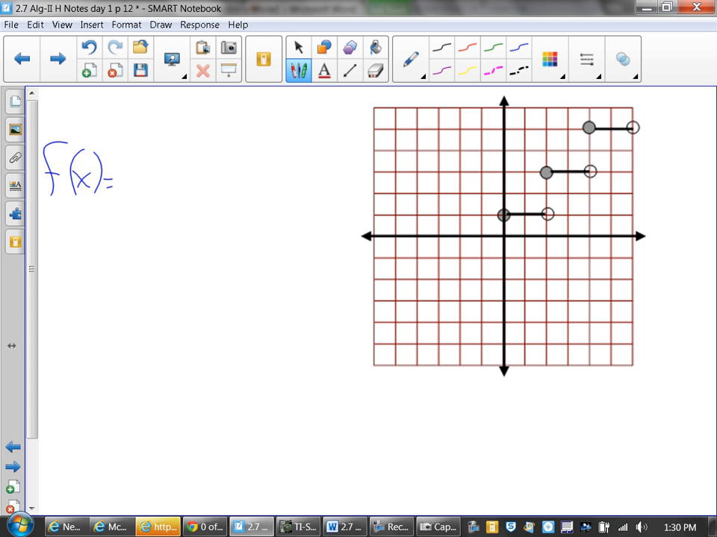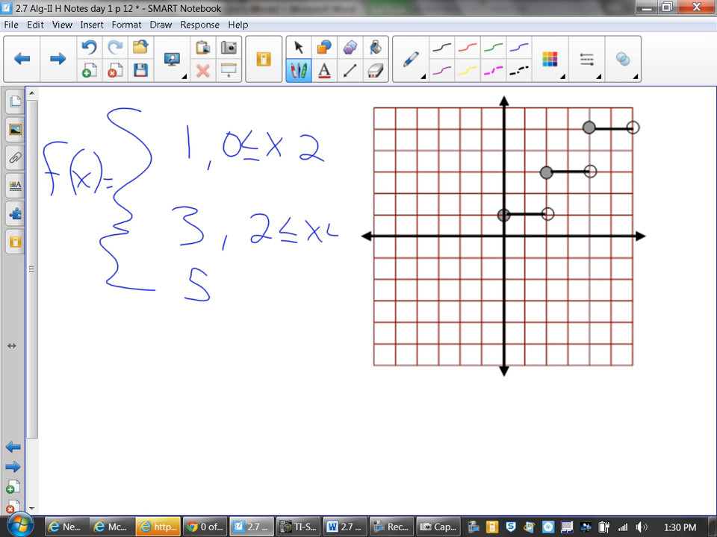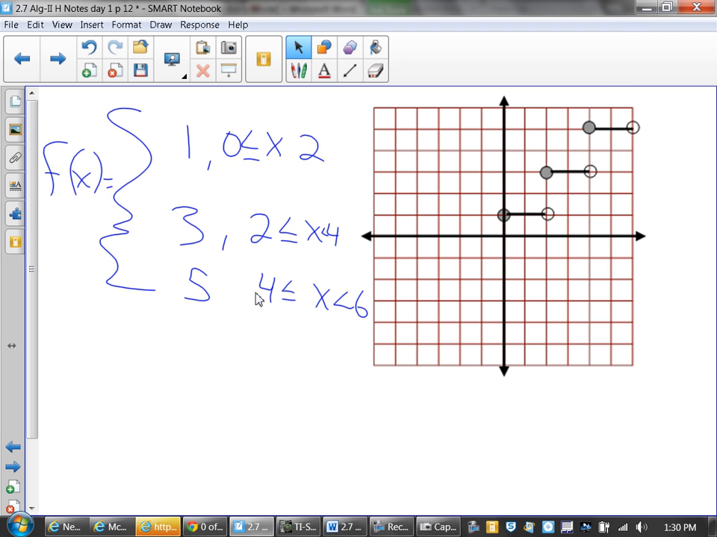You have three of them. 1, 3, and 5. And x is from 0 to 2, from 2 to 4, and then from 4 to 6. All right, that's your step function. You see those from time to time. Your book has them in there. They will have like decimals and whatnot as well.